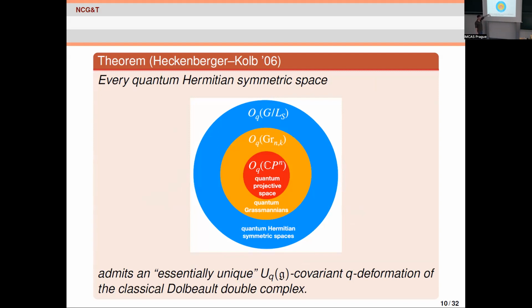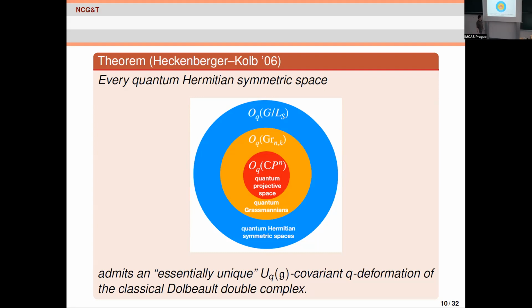The Grassmannians are the A series case of the Drinfeld-Jimbo quantum groups. You can, in fact, go outside of this to the B, C, D, and the subclass of flag manifolds that they looked at there are known as the irreducible quantum flag manifolds or the quantum Hermitian symmetric spaces, and everything works for those as well. They admit an essentially unique U_q(g)-covariant q-deformation of the classical Dolbeault double complex.